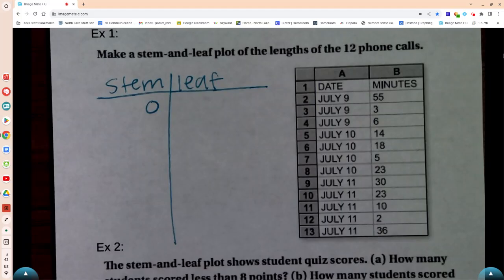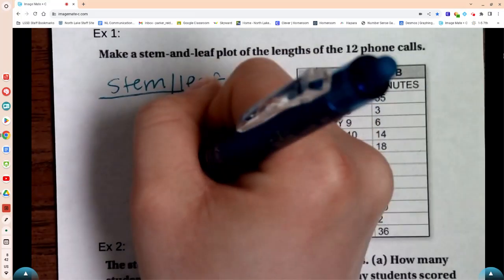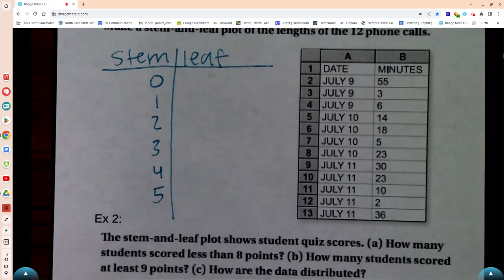Grayson? A 5. So I start at 0, and then I'm going to go 1, 2, 3, 4, 5. Now, I know there's nothing in the 40s, but we shouldn't be skipping the 4. We should still put it there because that can show us a gap in our data, that we have nothing in the 40s. All right, I have my stems.